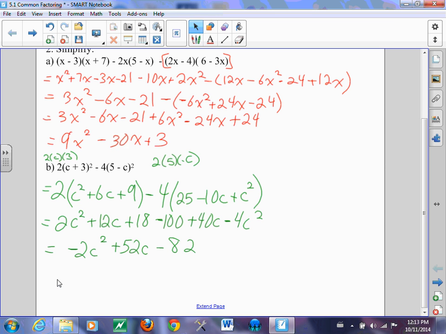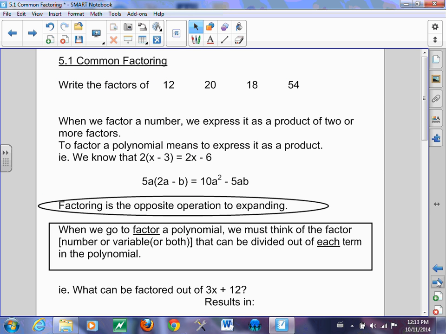All right, on to today's lesson, common factoring. For the next 3 or 4 lessons, we're going to learn all different methods of factoring. The common factoring is the only one that we exposed you to in grade 9, but we're going to add on to it and make it a little harder. So first of all, we're going to take a look at common factoring.